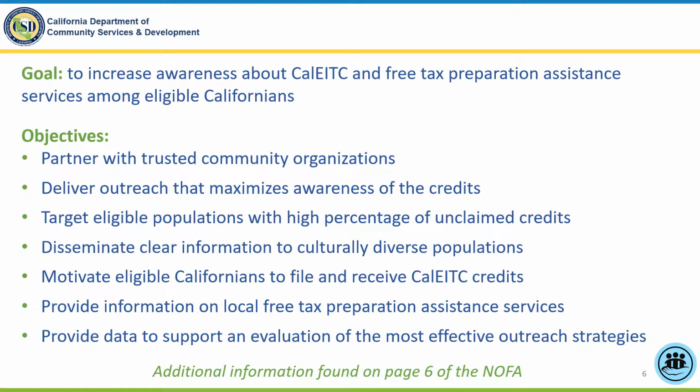To motivate low-income individuals and families to file and receive CalEITC credits, which includes providing information on local free tax filing services. And to provide data on outreach efforts to support an evaluation of the most effective outreach strategies to reach the targeted populations. Now let's move on to the projected timeline.